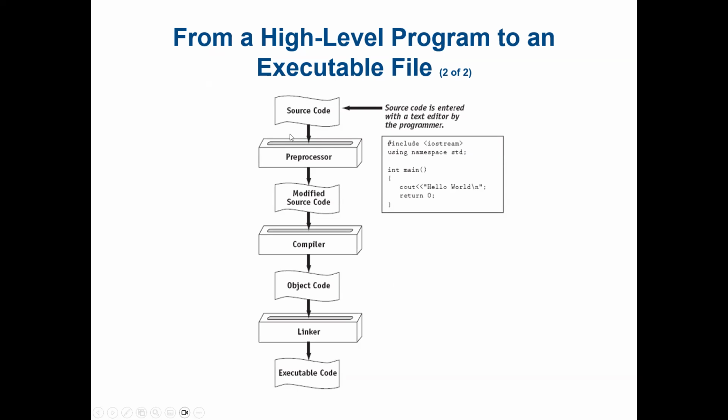So these are the steps again. First, we create our source code using the C++ language with a text editor. Then the preprocessor modifies the source code. If possible, we compile it. The compiler will generate object code for us and then link the library files. Then we get executable code.